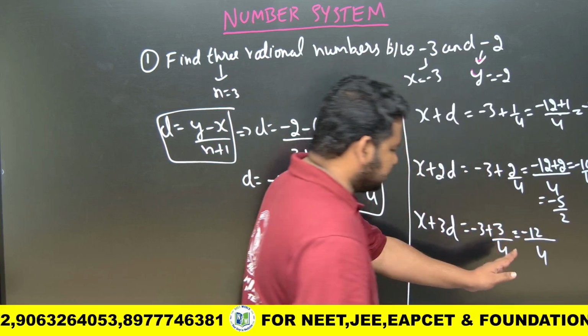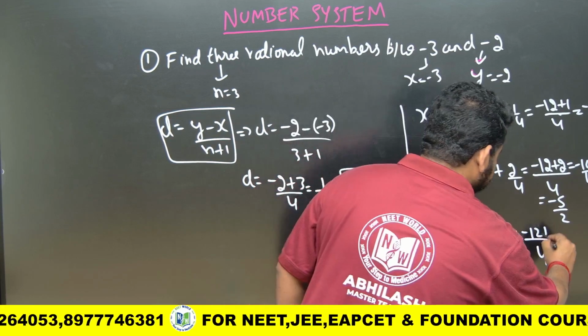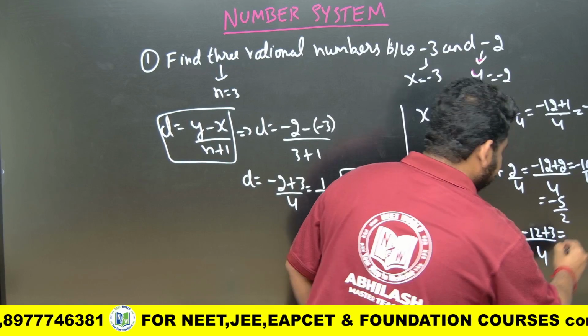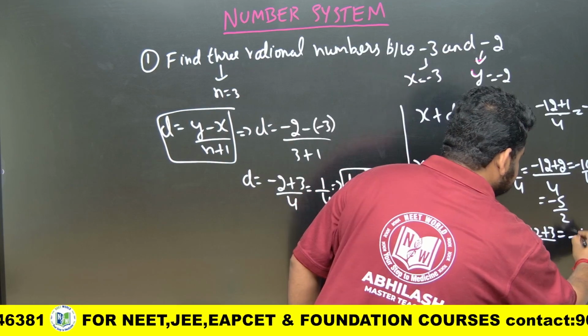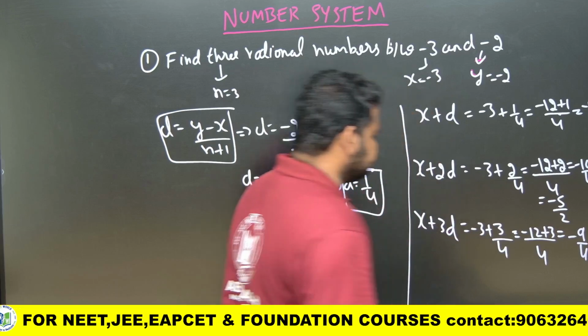This is 1 4 is 4, 3 4s are -12 plus 3. So this will be equal to what, friend? -12 plus 3 is nothing but -9 by 4. We will get it as -9 by 4.